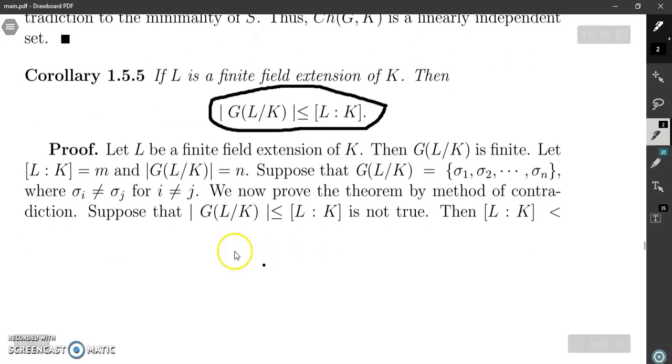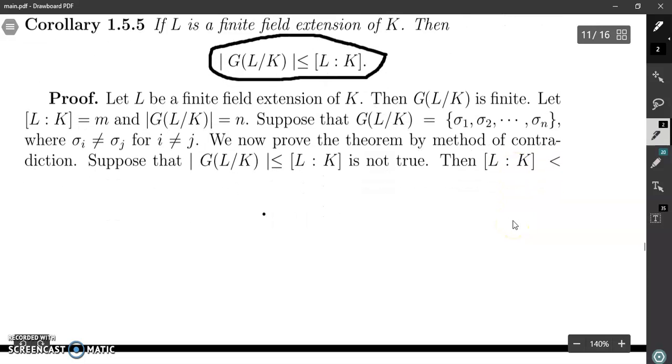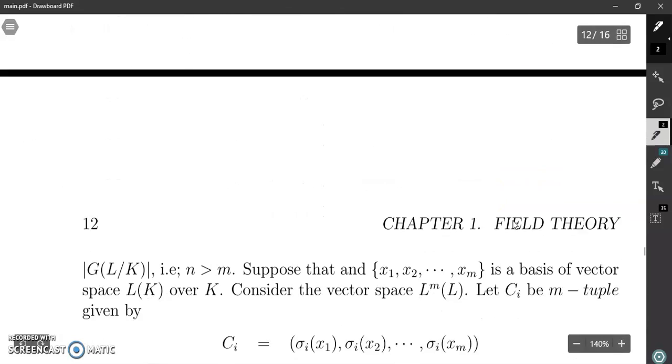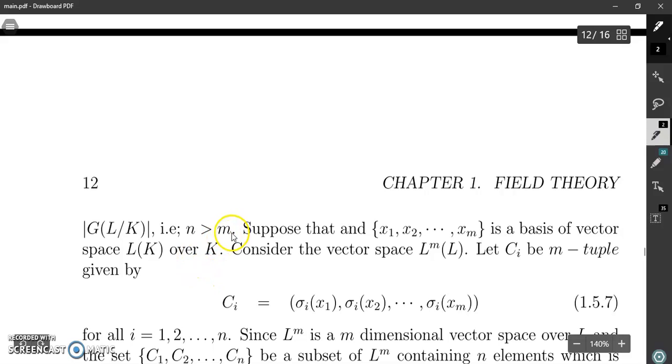One can say m is less than n. Now suppose that x1, x2, ..., xm is a basis of the vector space L over K. Note that this is a basis. It means every element of L can be uniquely expressed as a linear combination of x1, x2, ..., xm.